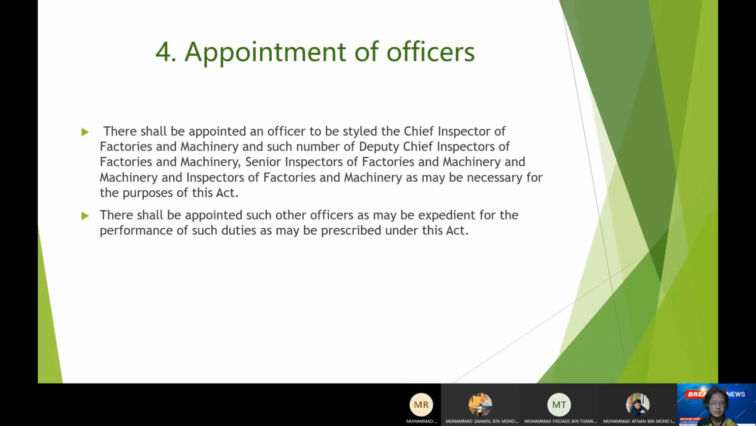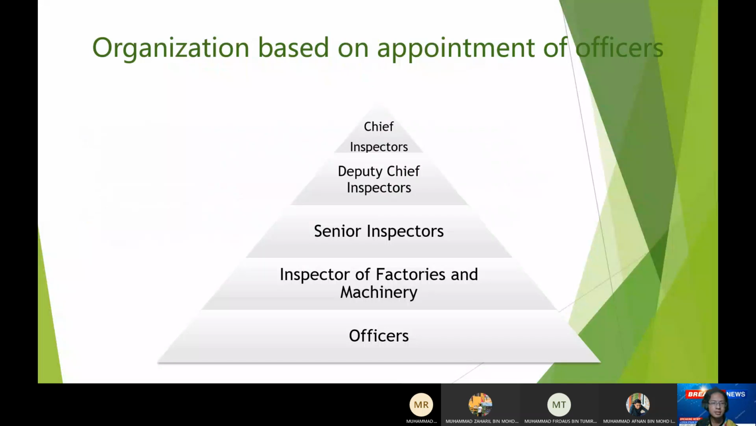There shall be appointed an officer to be styled the Chief Inspector of Factory and Machinery and such number of deputy chief inspectors, senior inspectors, and inspectors of factory and machinery as may be necessary for the purpose of this Act. There shall be appointed such other officers as may be expedient for the performance of such duties as may be prescribed under this Act. As we can see, this is the organization based on appointment of officer.